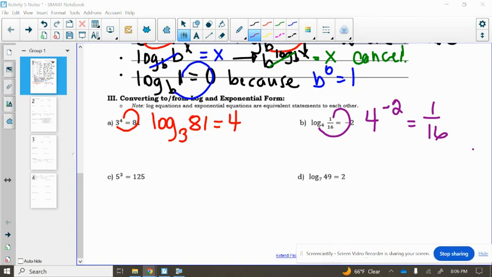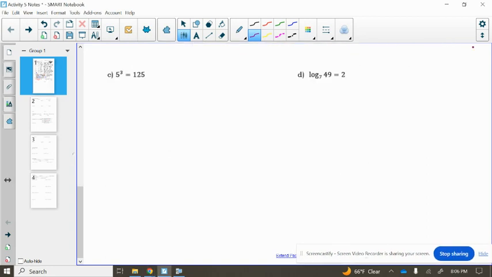There are 2 for you to try down here. This first one in part C, you are going to rewrite this exponential as a logarithm. And then for part D, you're writing the logarithm as an exponential.